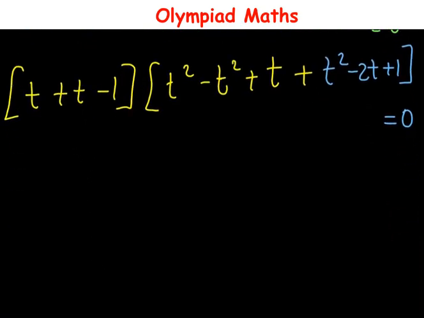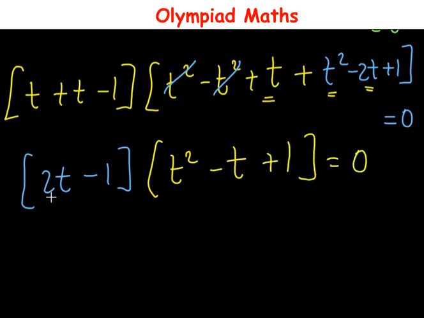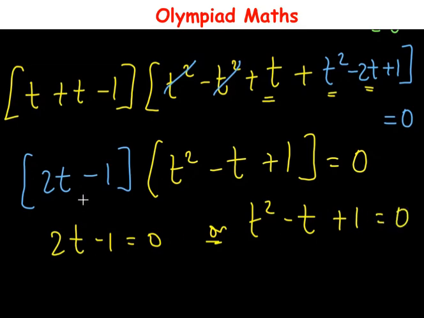From here, we have, in bracket, t plus t, 2t minus 1, multiplied by t squared minus t squared will cancel each other. What we have is t squared, so in bracket t squared, then plus t minus 2t, the value is minus t, then we have plus 1, all is equal to 0. At this junction, we can say 2t minus 1 equals 0, or we have this t squared minus t plus 1 equals 0.